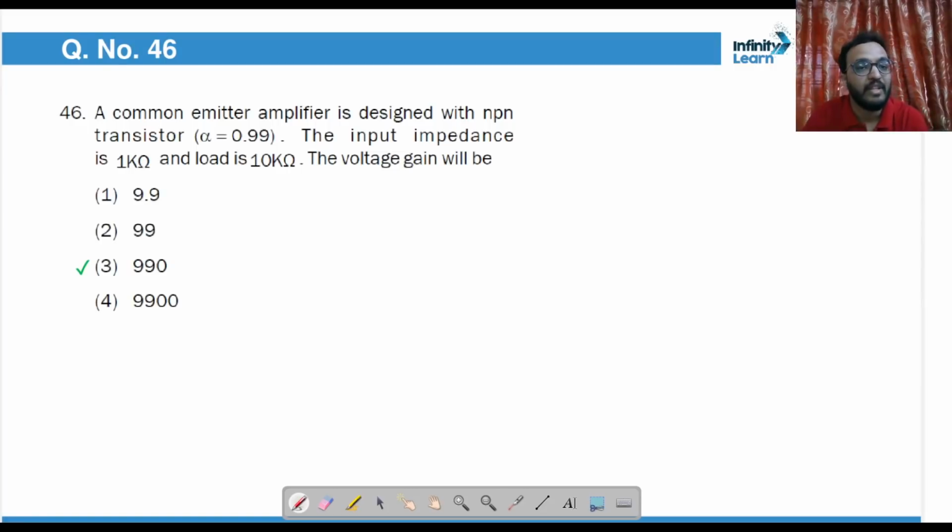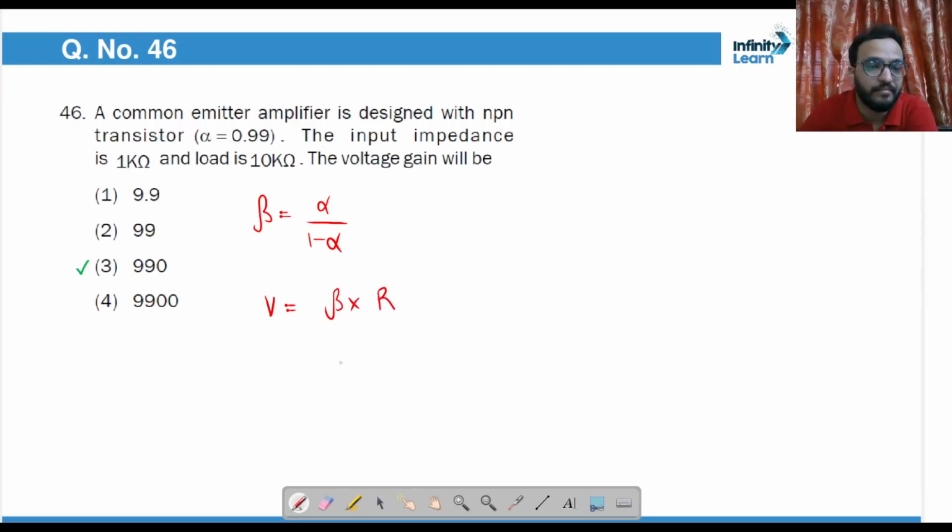Got it? In a common emitter amplifier designed with an NPN transistor, alpha is 0.99. The input resistance, okay. I guess this question is repeated because we just now did. Find out beta. It is alpha upon 1 minus alpha, and voltage gain is equal to beta into resistance gain. Beta will be 99 and resistance gain will be 10 upon 1. So the answer will be 990.